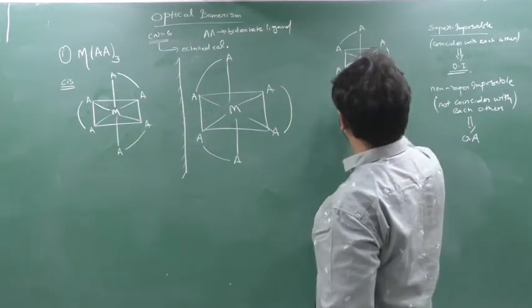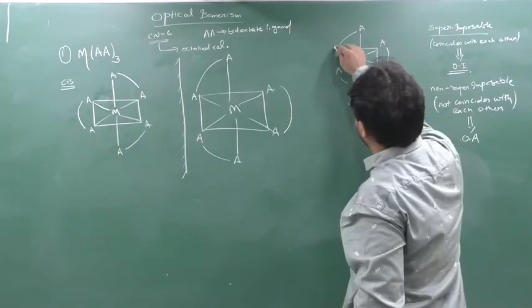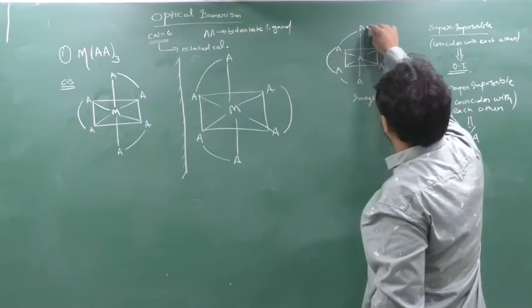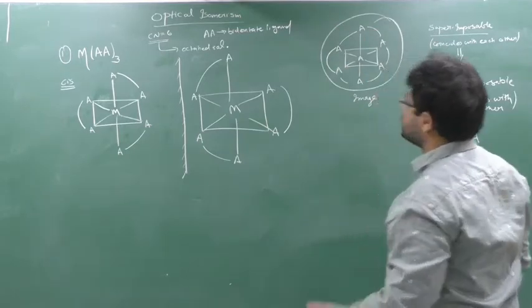So when you put it on here, see, when you take this and put it on here, here also there is a bond. Yes or no? Here also there is a bond. Here also there is a bond. So this compound will be generated, which is non-superimposable.